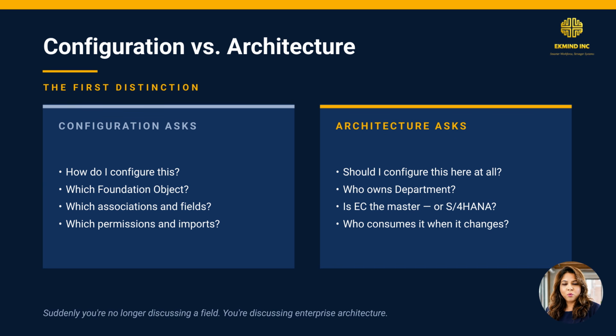They ask, who owns department? Is Employee Central the master? Is it coming from S/4HANA? Is it coming from IT? Does another operational system own it? Which applications consume it? What happens when the department changes? Does that change need to reach payroll, identity management, finance, reporting, learning, recruiting? Suddenly, you're no longer discussing a field. You're discussing enterprise architecture.